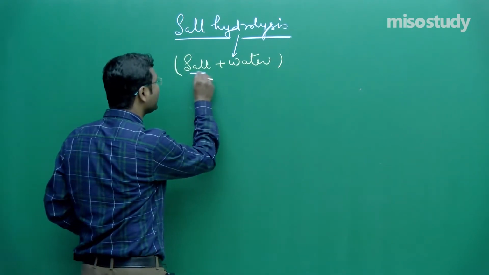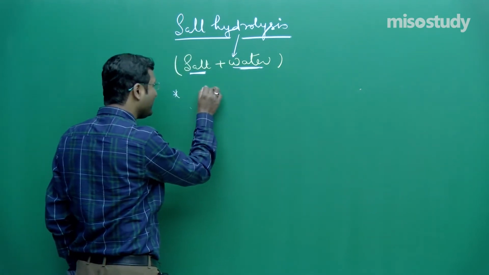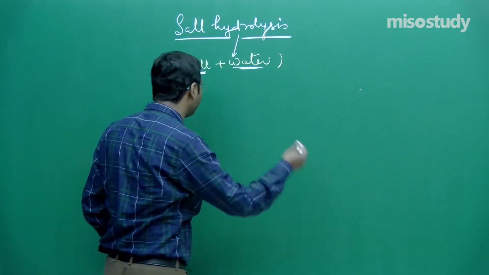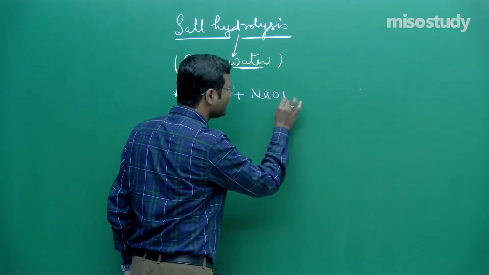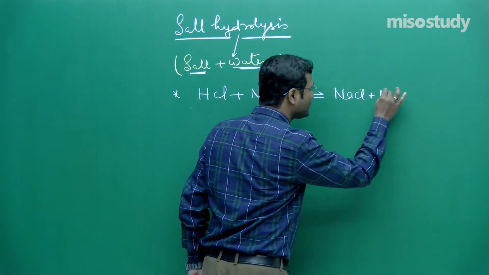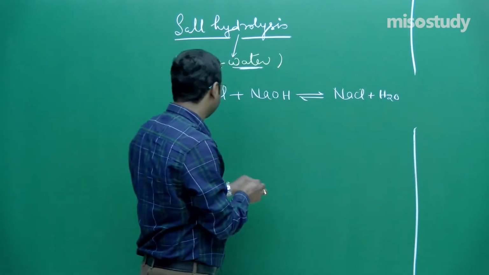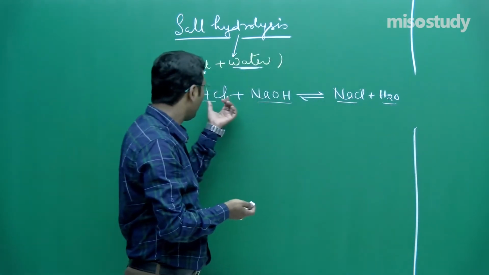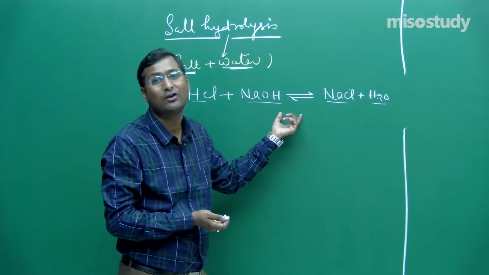From where does this expression come? Remember friend, as we all know, when an acid and a base combine, they form salt plus water. For example, HCl plus NaOH gives NaCl plus H2O. This is acid, this one is base, this one is salt and water. So when acid and base combine, they form salt and water, and this reaction is known as a neutralization reaction.